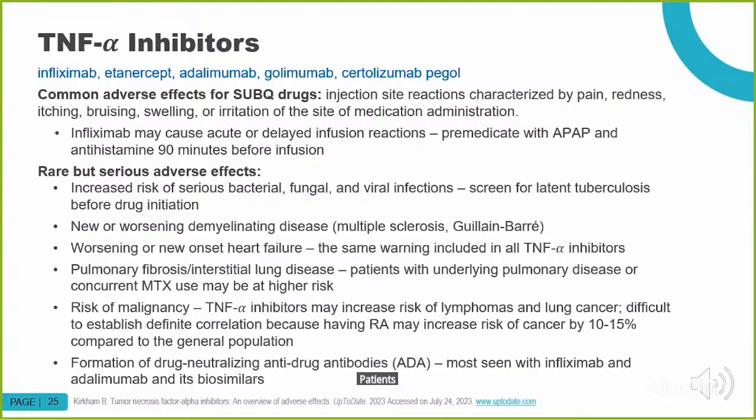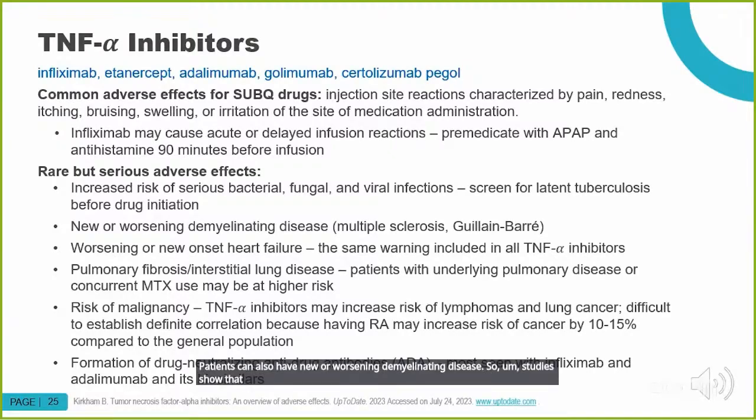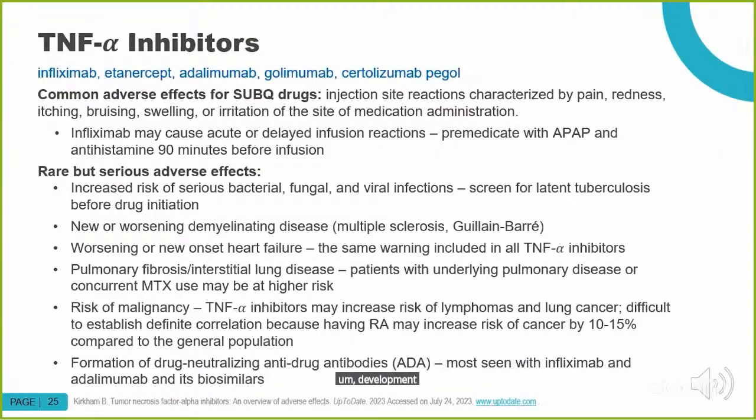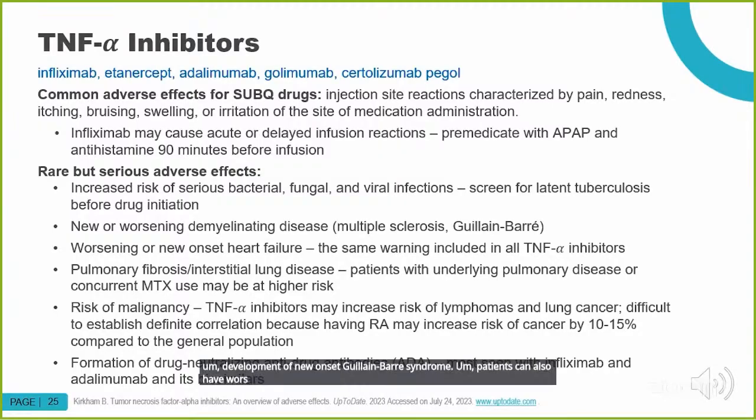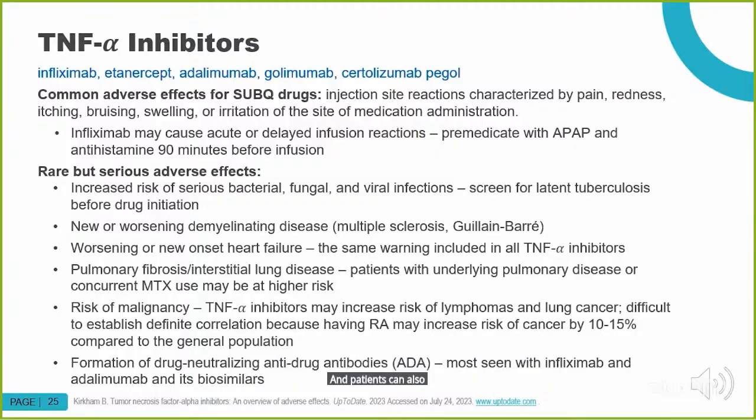Patients can also have new or worsening demyelinating disease. So studies show that patients develop new MS or worsening of their already existing MS, or development of new onset Guillain-Barré syndrome. Patients can also have worsening or new onset heart failure, and the same warning actually is included in all the TNF-alpha inhibitors.